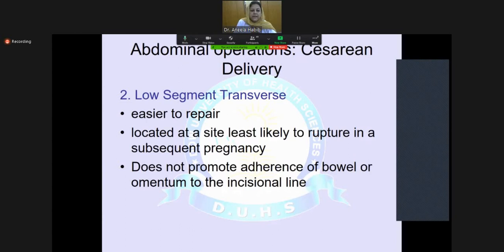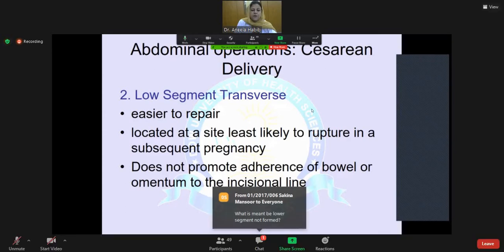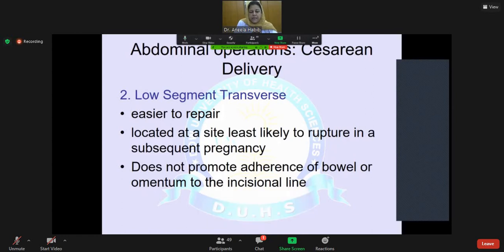The lower segment site is least likely to rupture in the subsequent pregnancy, it is easier to repair, and it does not promote adhesions of the bowel and omentum to the incision line. But with a low line incision, that is the site of rupture in the next pregnancy, because there is less musculature there. The healing is such that it cannot tolerate labor pains in a second pregnancy.